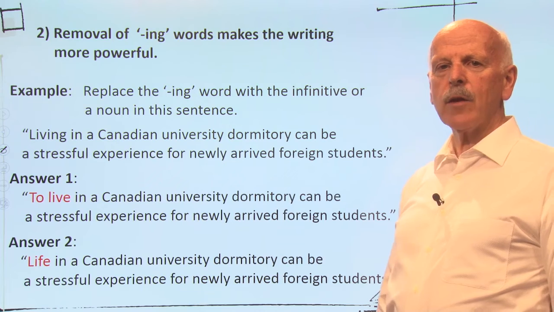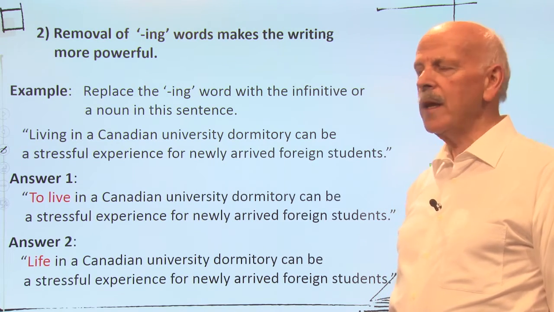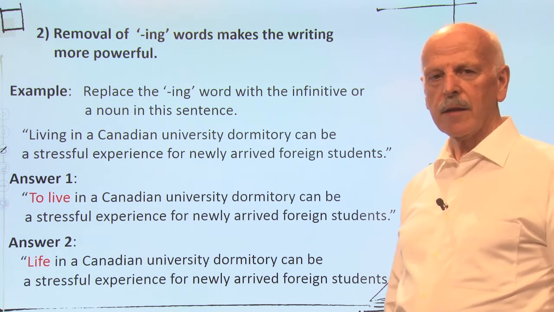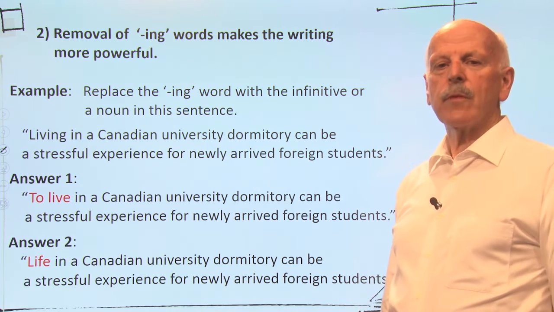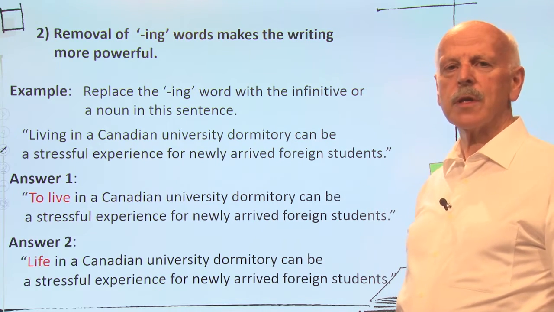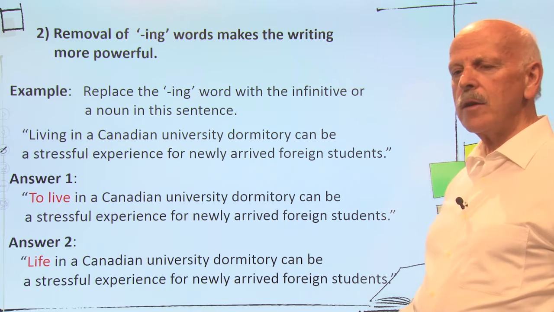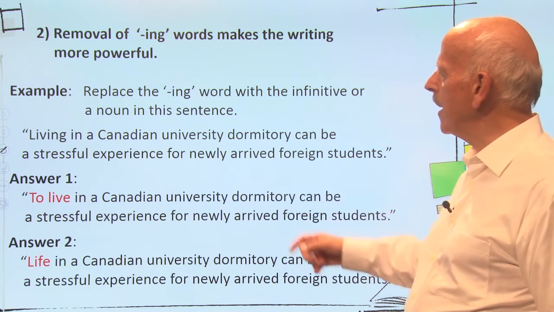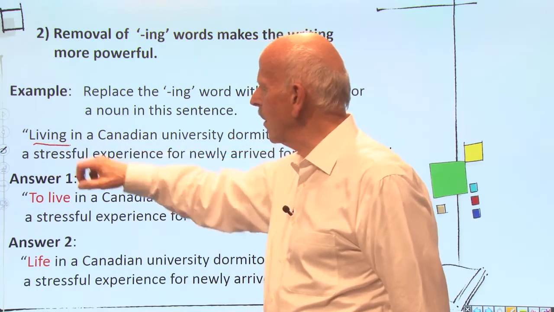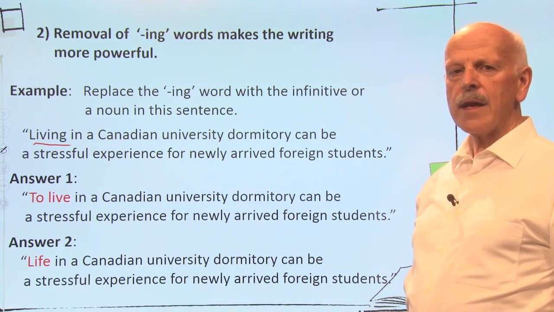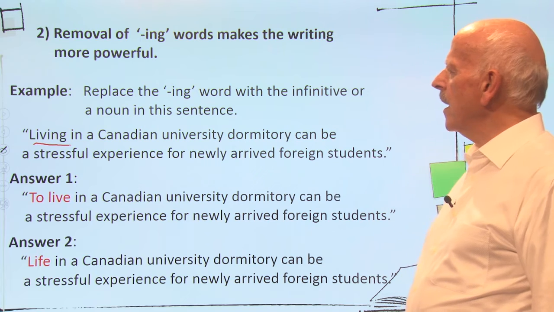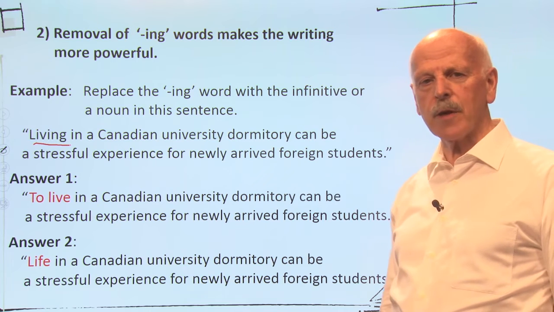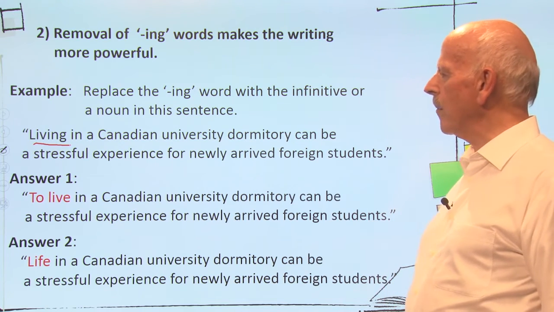The second way of making your writing more concise and clear is to remove as much as possible ing words. Eating, reading are two examples of ing words that you can replace with a noun or an infinitive. So look at this example here. The sentence starts with the word living. That is not a very emphatic word. Sure, it's at the beginning of the sentence. So living in a Canadian university dormitory can be a stressful experience. The sentence goes on, talking about foreign students.